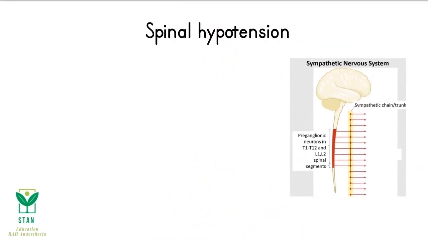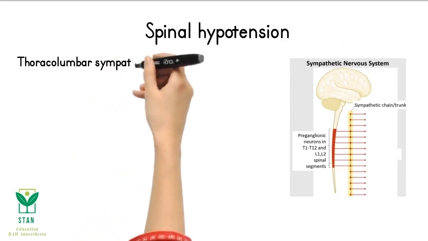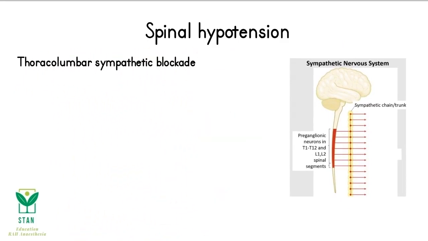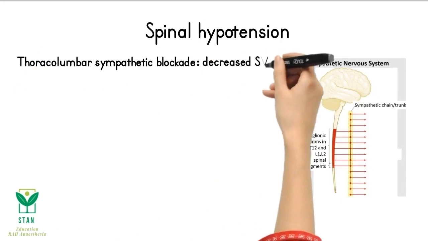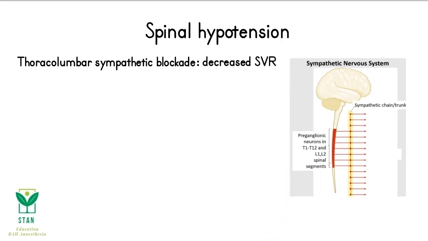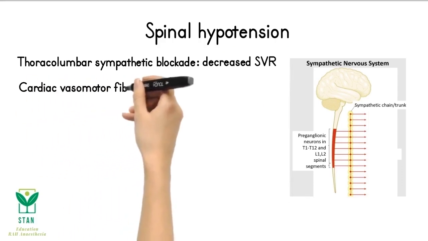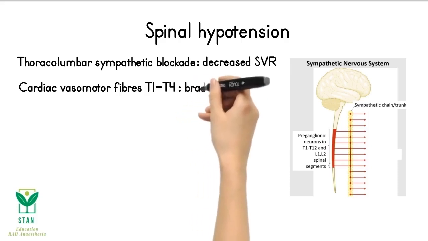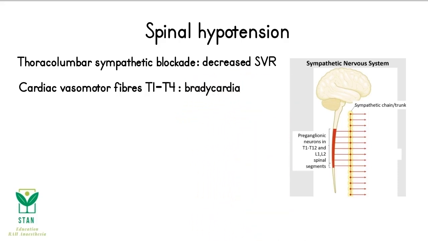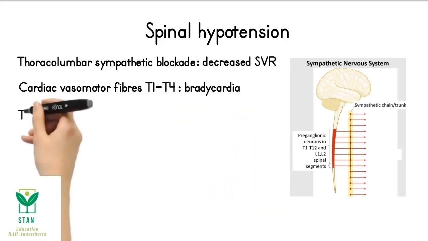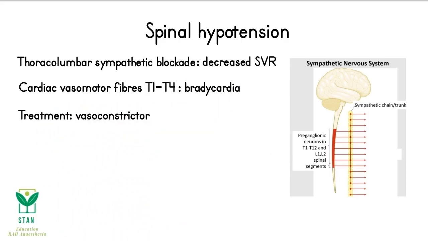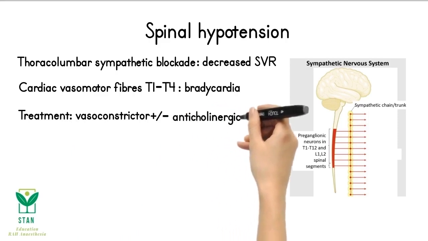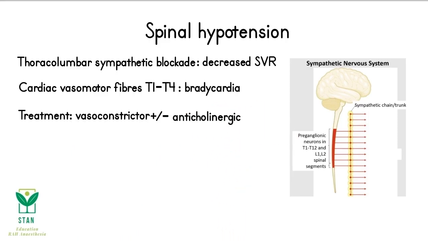Hypotension related to spinal anaesthesia is caused by thoracolumbar sympathetic blockade, resulting in decreased systemic vascular resistance. If the block is high, T1 to T4, it can affect cardiac vasomotor fibers and result in bradycardia. Treatment of spinal hypotension is with a vasoconstrictor, metaraminol, phenylephrine, and an anticholinergic if bradycardia presents.